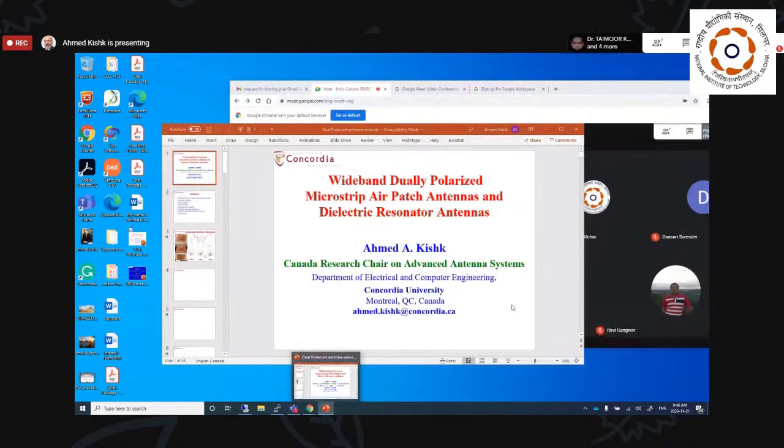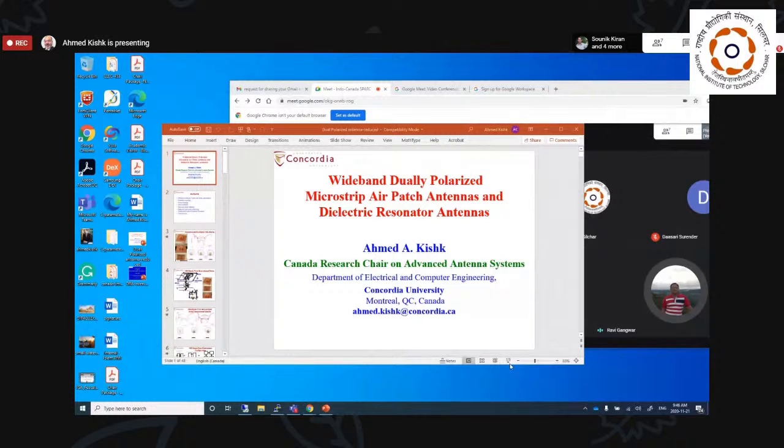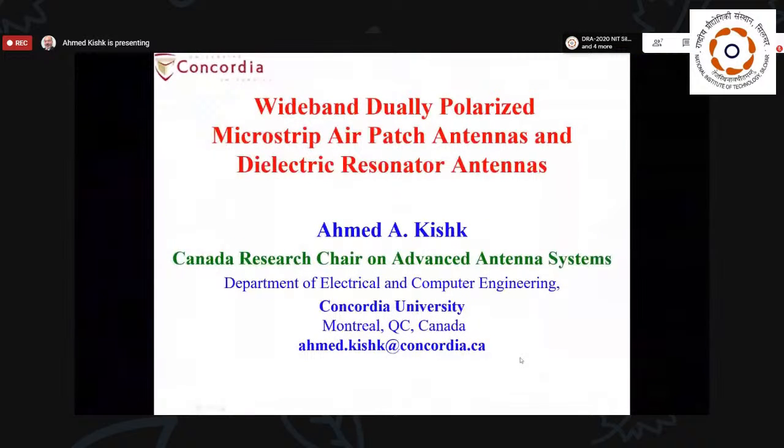Are we sharing the screen now, or do I have to do the same thing as before? Do you see the screen? Yes, we are able to see the screen. Okay, I go to full screen.